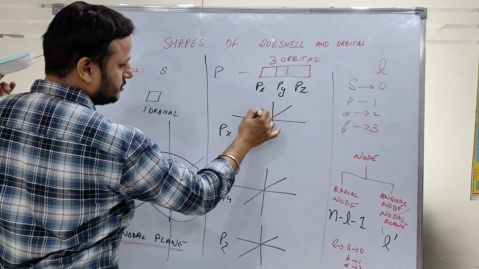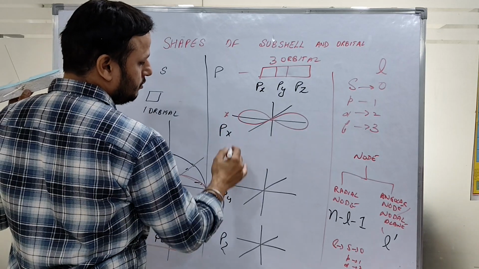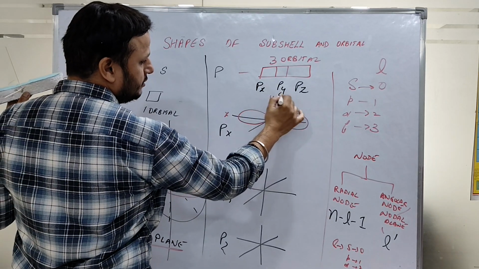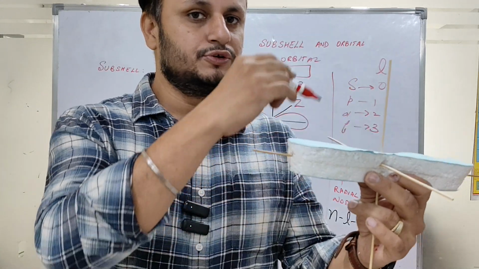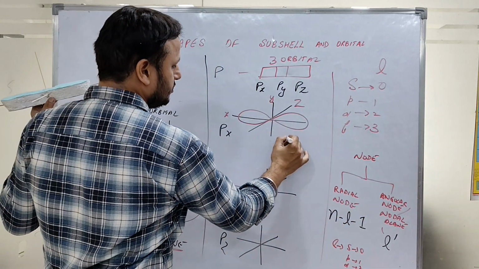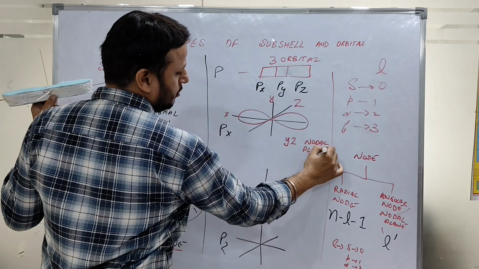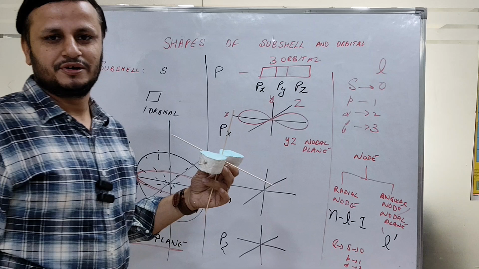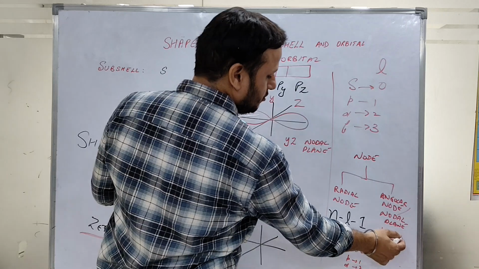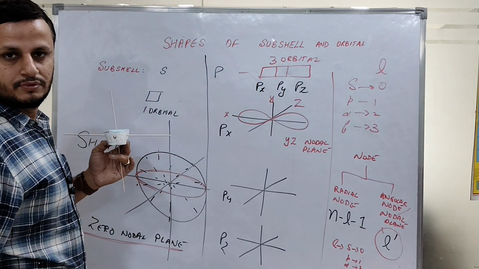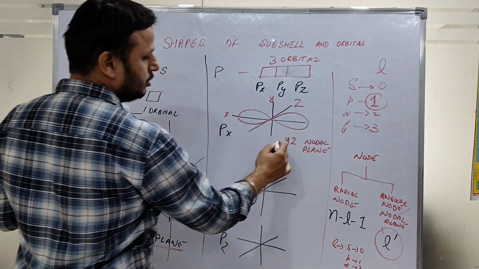For Px, the orbital lies along the x-axis, and y and z have 0 probability. So the yz plane becomes the nodal plane for Px. And according to the formula, how many nodal planes? Each p orbital contains one nodal plane.